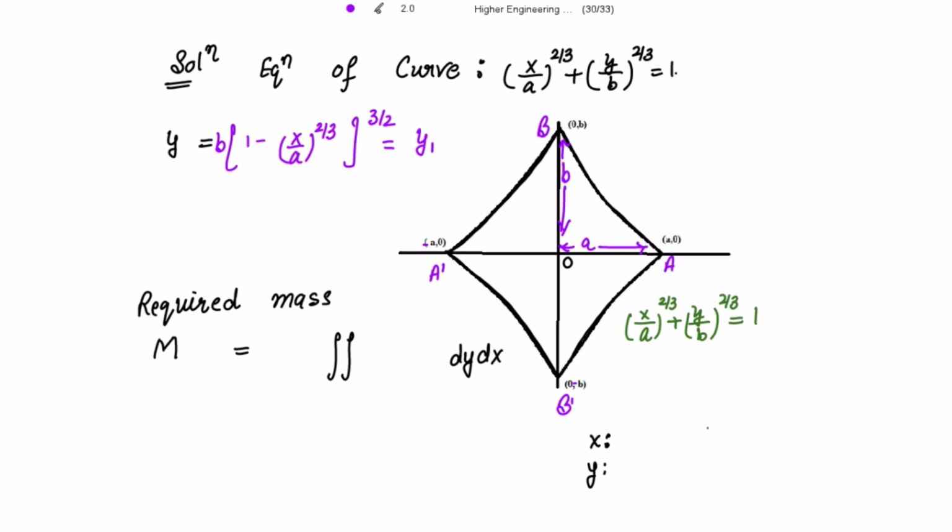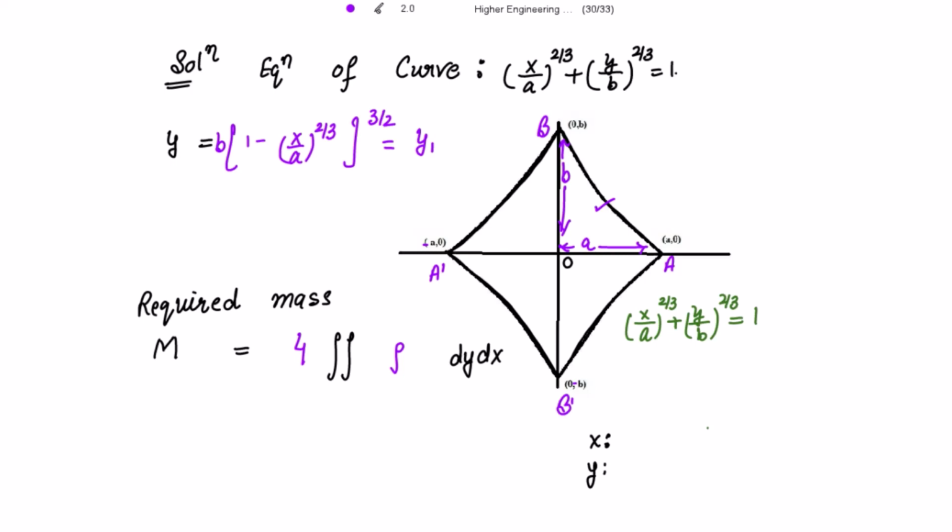Now, because we have to consider the mass only for the first quadrant, the required mass m is equal to 4 times the mass in the first quadrant. So this is 4 times double integration of, what is the formula for the mass? It is double integration of rho dy dx, right? So these are the 4 quadrants, and we are considering the mass only in the first quadrant. So total mass becomes 4 times the mass in the first quadrant.